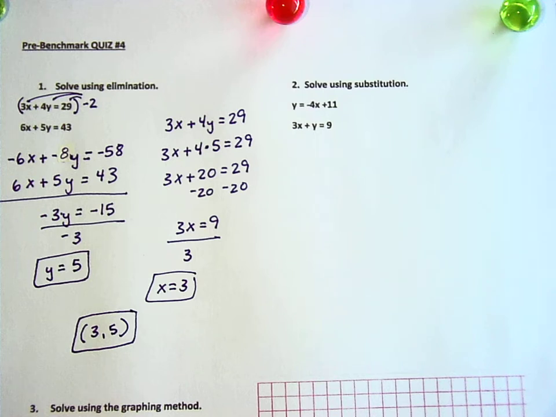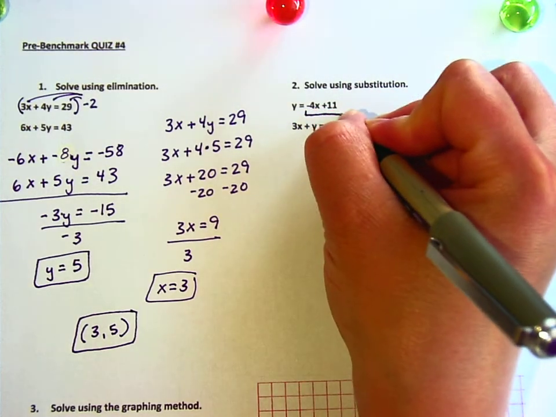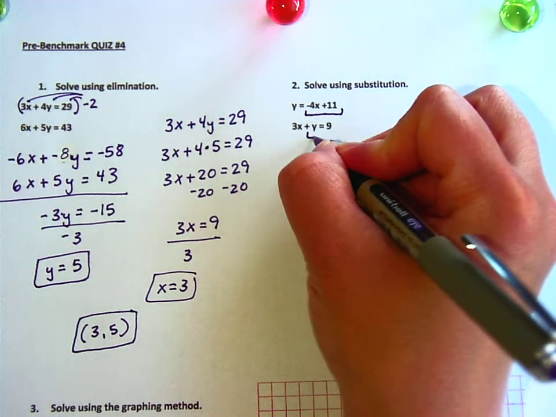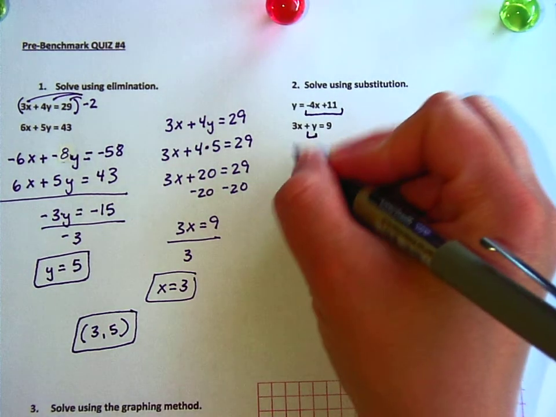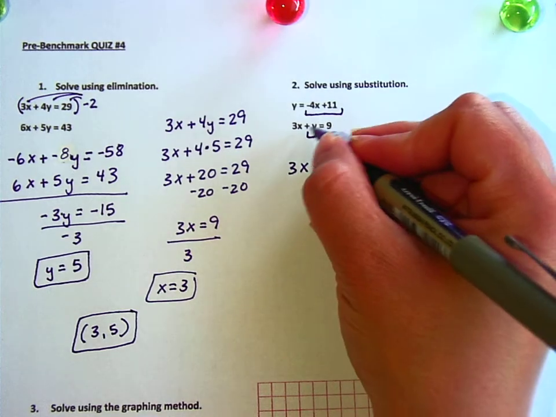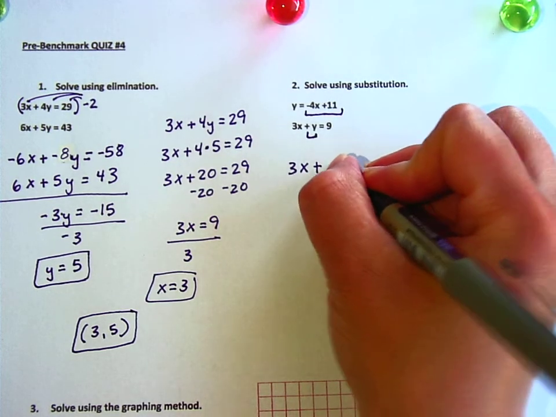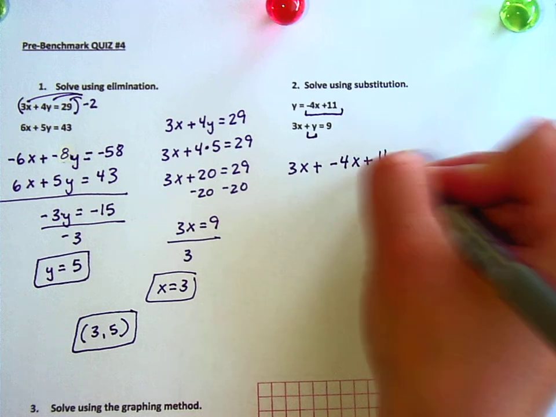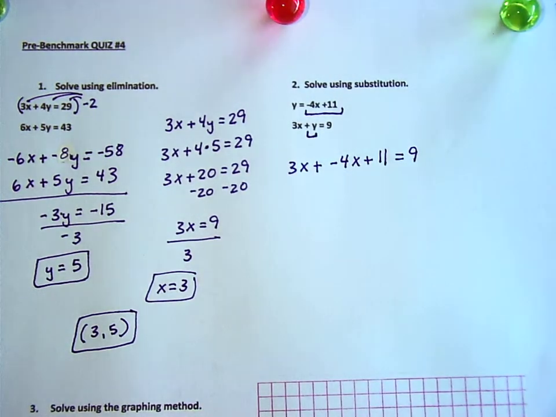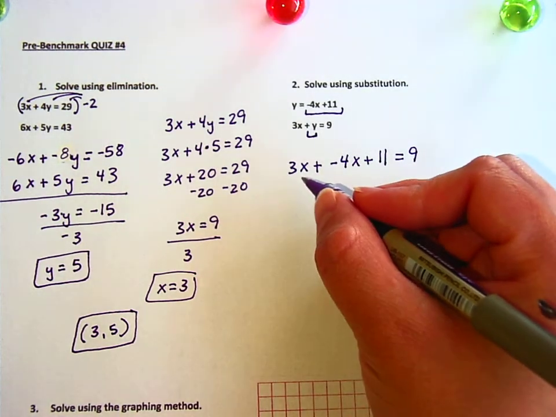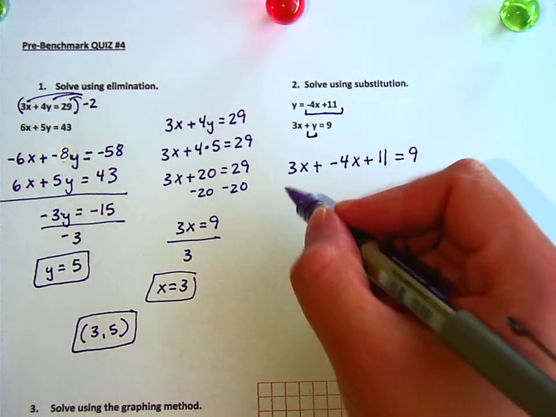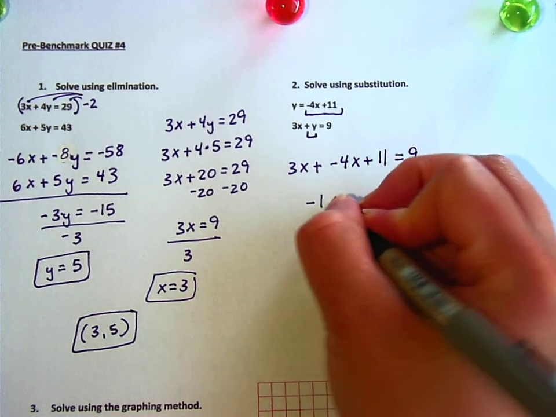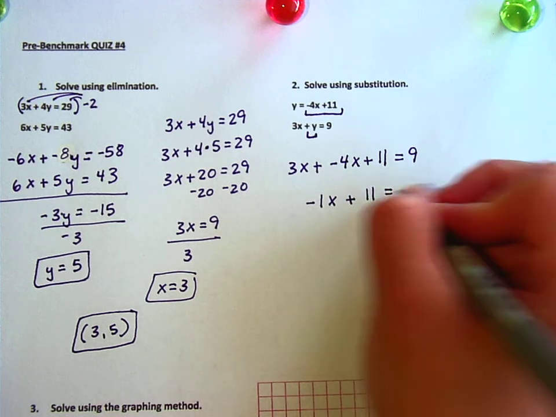So for substitution, you first need to solve for one of the variables, which is already done for us. Here it says y equals this junk right here. So we're going to plug that junk in for y right there. So I'm going to write 3x plus, but then instead of writing y, I'm going to write that junk. So I'm going to write negative 4x plus 11 equals 9. Okay, and then now that I've got an equation that I can solve, I'm going to combine the x's. I don't have to add or subtract anything because they're on the same side, so I can just put them together. I've got positive 3 and negative 4 makes negative 1x, plus 11 equals 9.